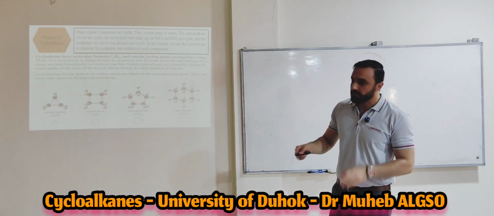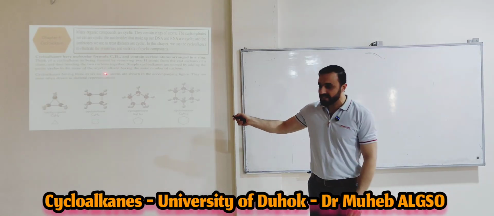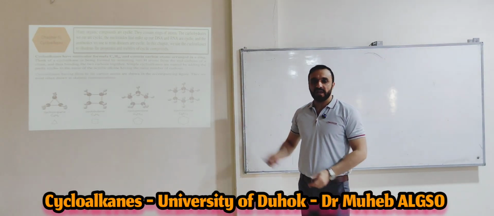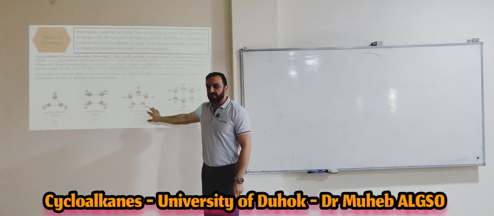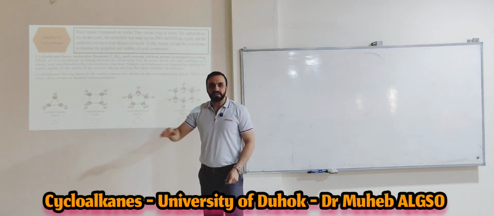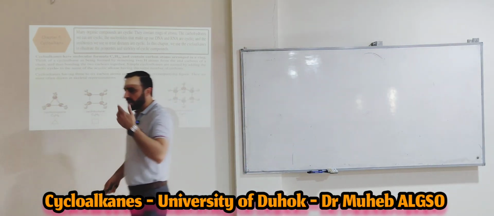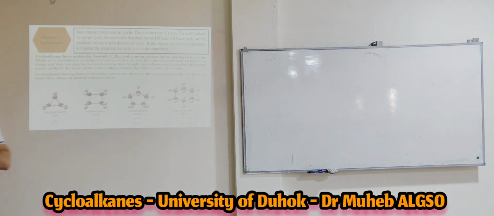So in this chapter, we will focus on the properties and the stability of the cyclic compound. We don't talk about the reactions of cycloalkane, for example the halogenation, the mechanism of the halogenation, as you know. No. We will focus on some properties and the stability of this compound.